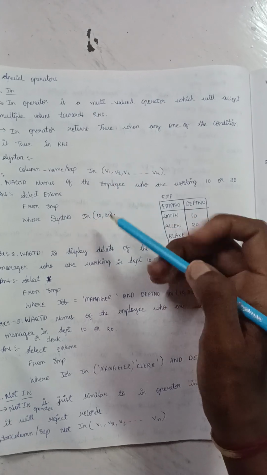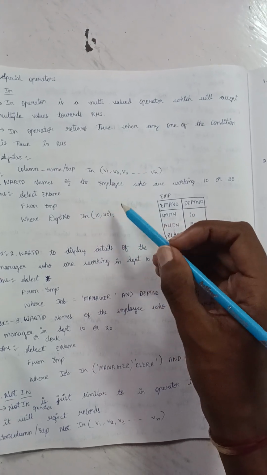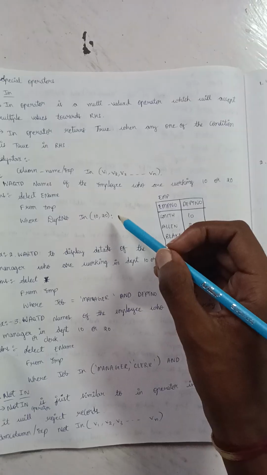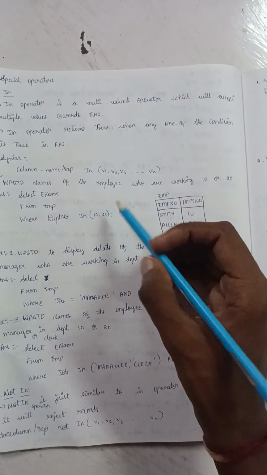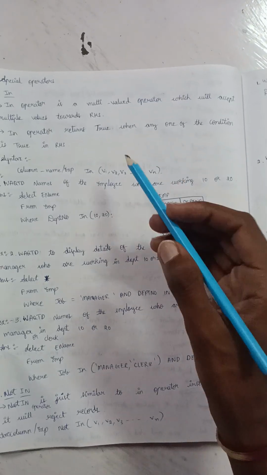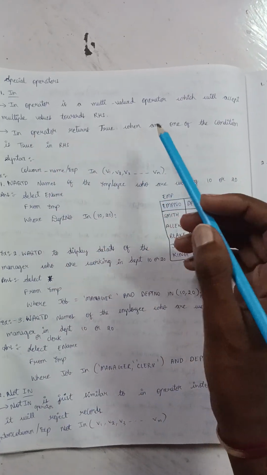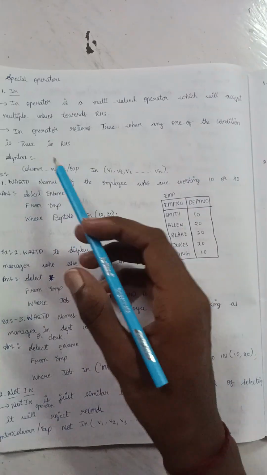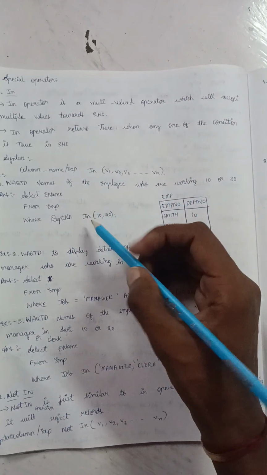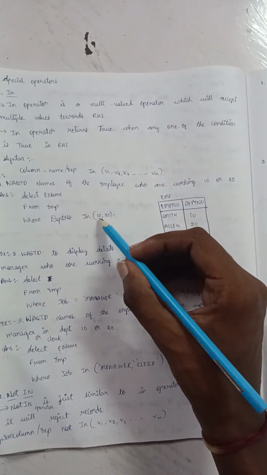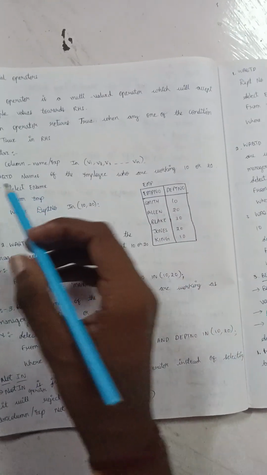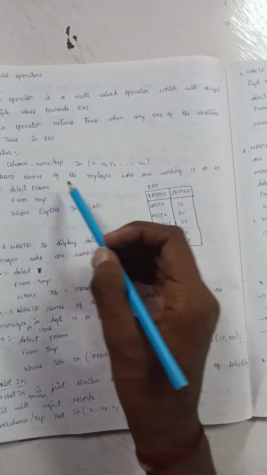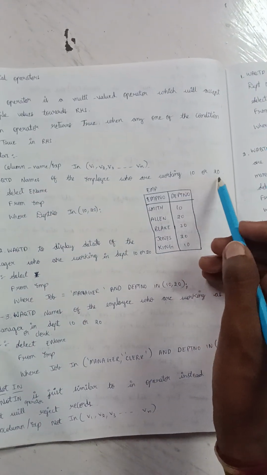It allows multiple values, so we can give 10, 20, 30 and arrange many values, which will be compared on the right-hand side. The IN operator returns true when any one of the conditions is true on the RHS. If even one condition is true, then it returns true.